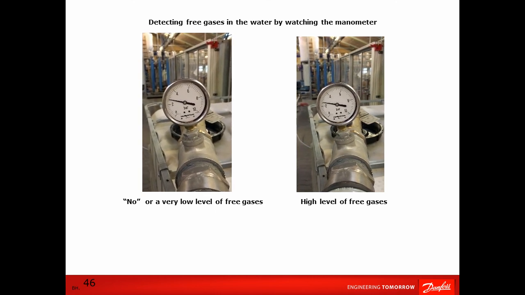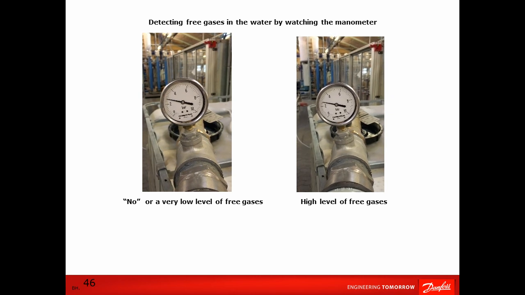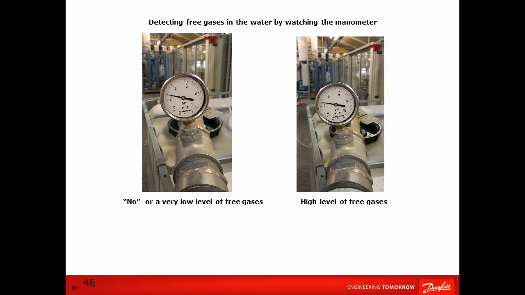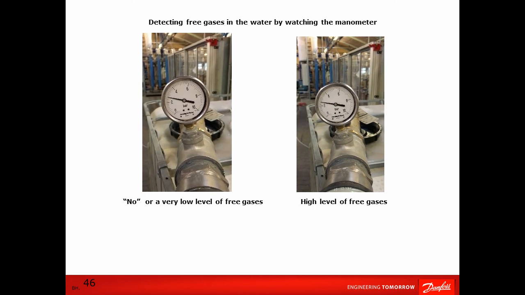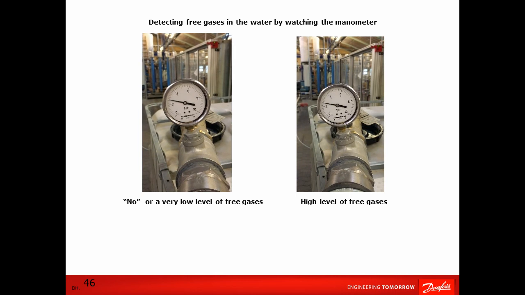Observe the pressure gauges on the skid. The left one has a stable needle, which means that the operation is safe. The right one fluctuates, which indicates that the pump releases gas bubbles into the water.